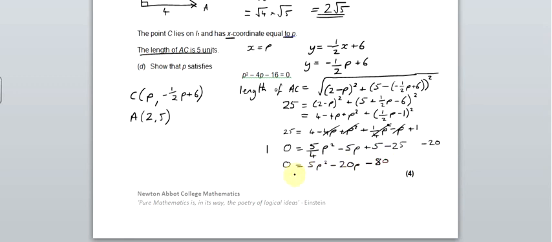And now I'm going to divide through by 5, so I get 0 is equal to p squared minus 4p minus 16, which is actually what they asked me to show. So that's my final answer, and again it has been shown. There we are.